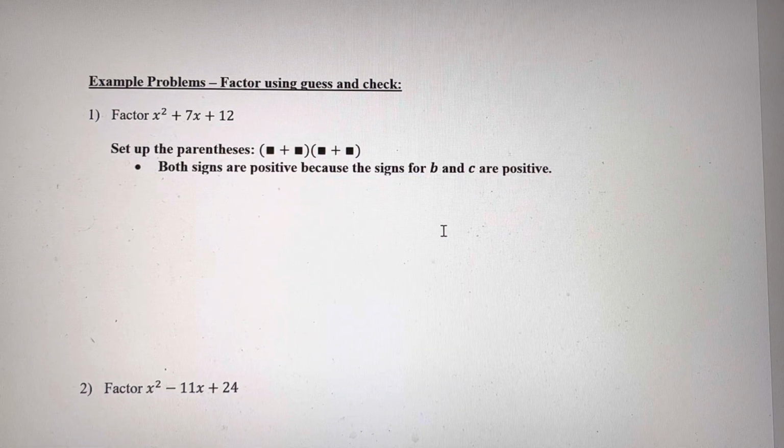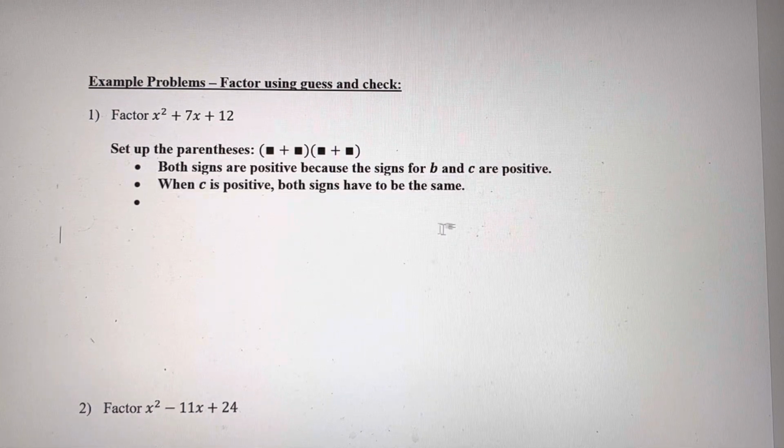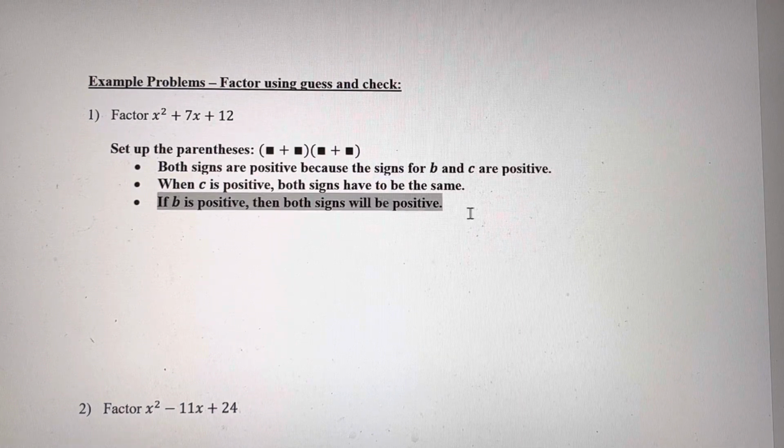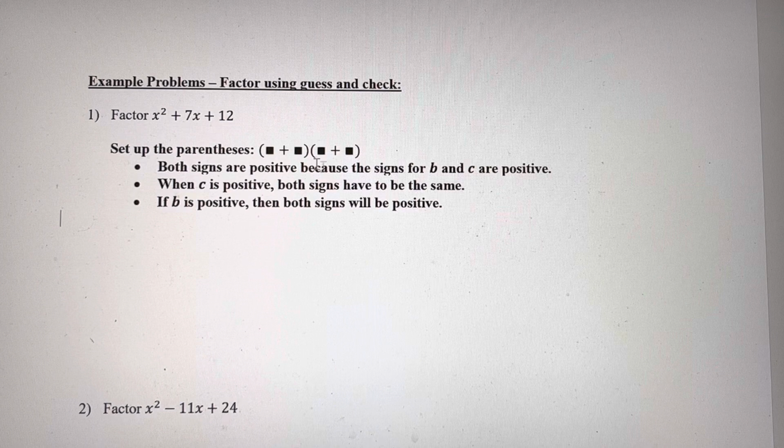Okay, so, there we go. When c is positive, both signs have to be the same. When b is positive, then both signs will be positive inside of our parentheses, okay?